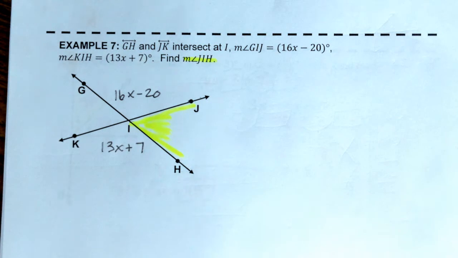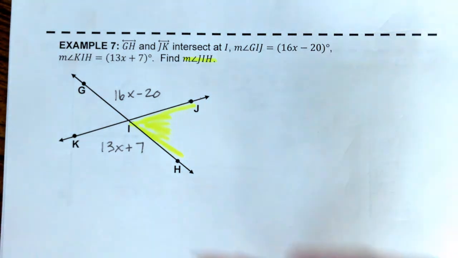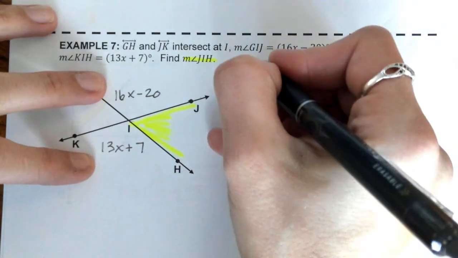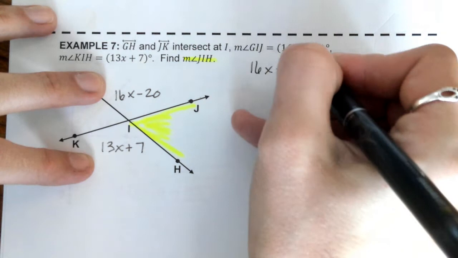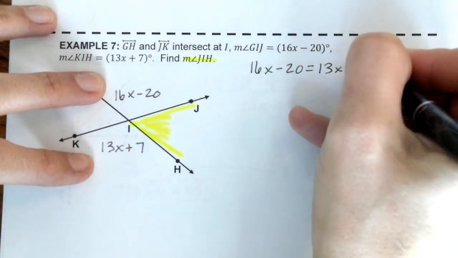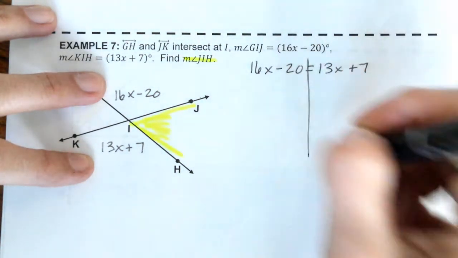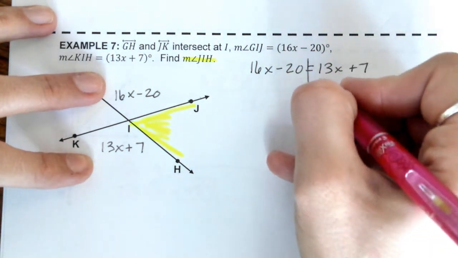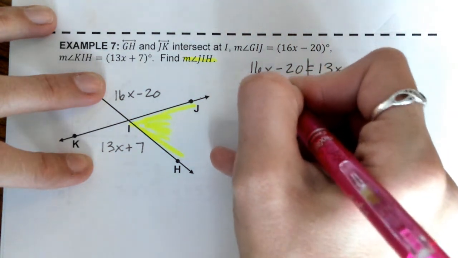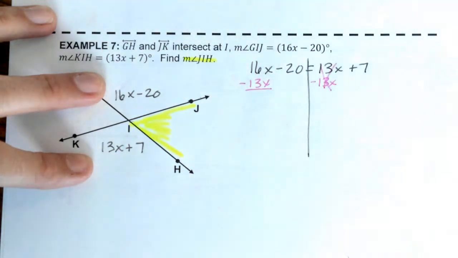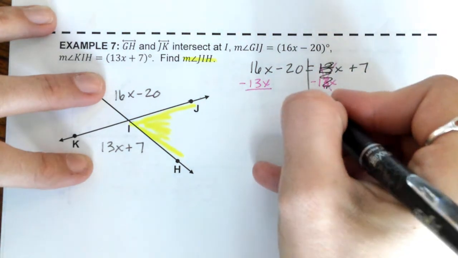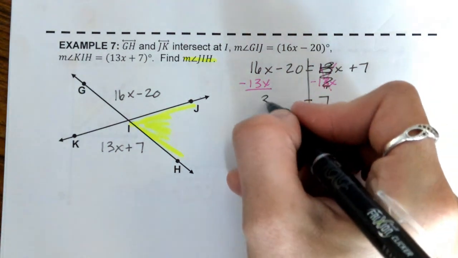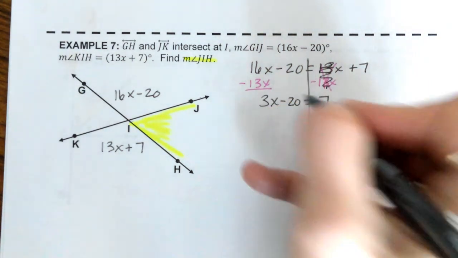Baby steps. We have a set of vertical angles. They meet at the vertex right here. So we know that these are going to be congruent, so their measurements are equal. So let's set these equal to each other. Solving, first step, let's move a variable. Smaller coefficient over here. I'm going to subtract that 13x from both sides so that the 13x is gone over here on the right. Bring down that 7. 16 minus that 13 is going to give me 3x. And bring down that minus 20.